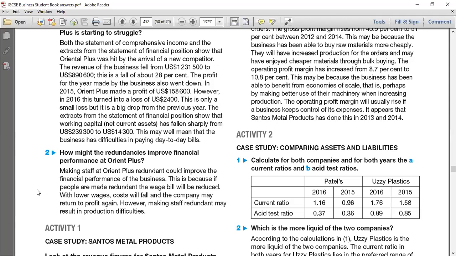Yes, thank you. So by looking at the financial statements, especially the income statement, you can see there's a reduction of the administration expenses, as I showed you previously. Because people made redundant means they are sent home. That is, they are fired, or sometimes the organization asks them to leave because there is not enough work to do, and as a result, what happens? Their wages will be reduced. With lower wages, costs will fall, and the company may return to profit again. But the problem here is, you can reduce the staff, but the problem with quality comes again: making staff redundant may result in production difficulties.